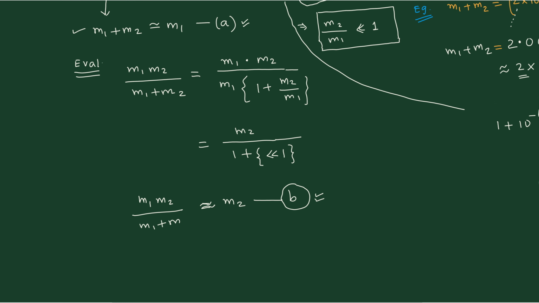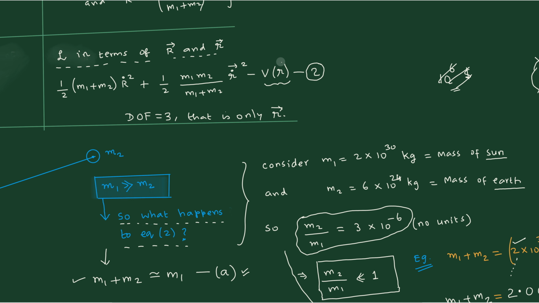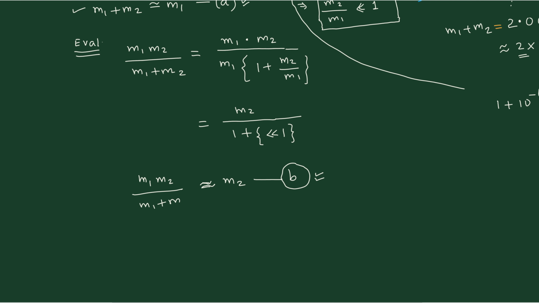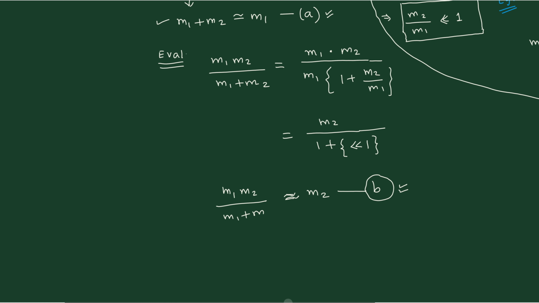So what was your original equation? That is the Lagrangian equation, you remember? That is the equation number 2. Okay, so let us substitute in equation number 2 and then write down the expression. So let me write down that. So here we can write down like this.